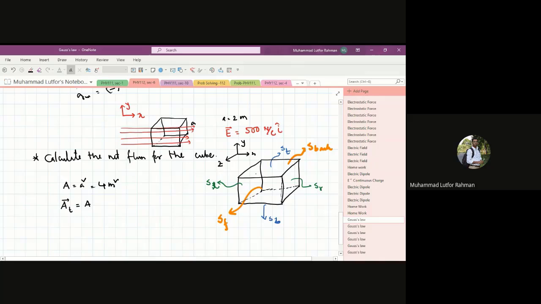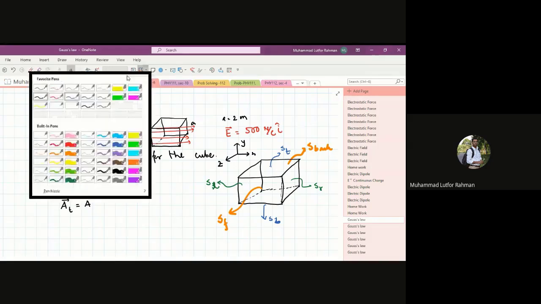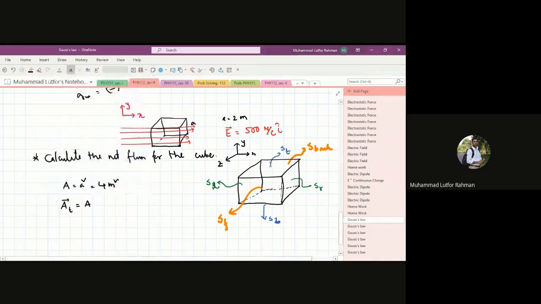So what will be that area? The area vector of the top surface would be perpendicular to that surface, right? So this would be towards that direction.